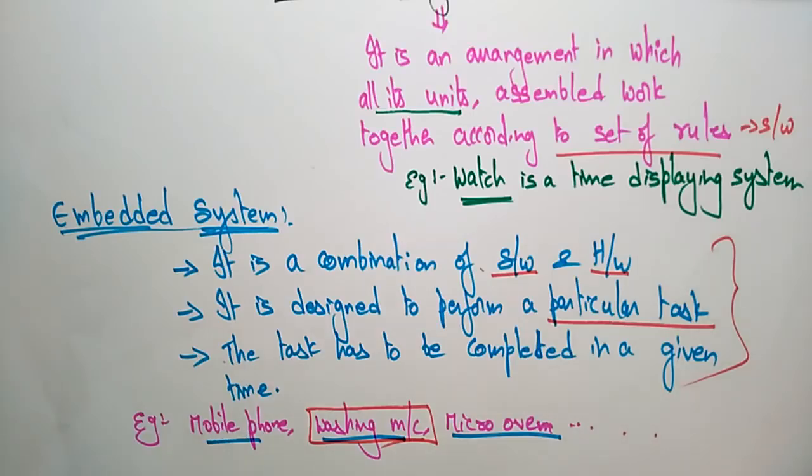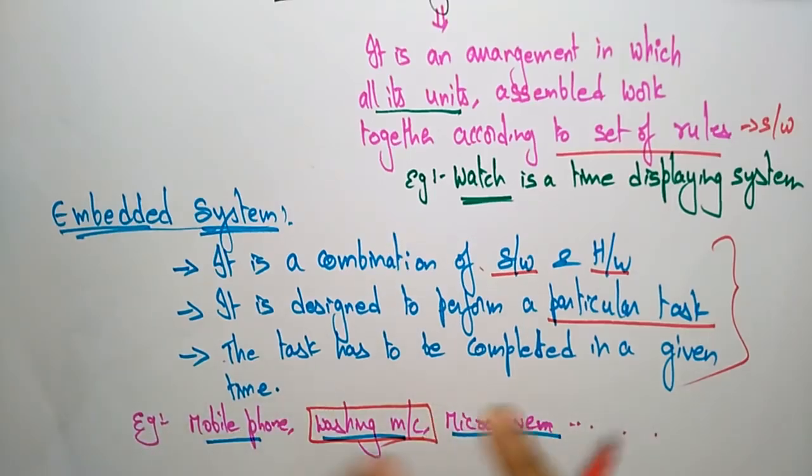It is not like a computer system. If you take a general purpose system, whatever personal computers you have, those are general purpose systems. They are doing a lot of things. It does not depend upon a particular task. They are doing so many things. They have so many components, so many processors. Whereas an embedded system only performs a particular task, just like a washing machine, microwave oven, mobile phone.